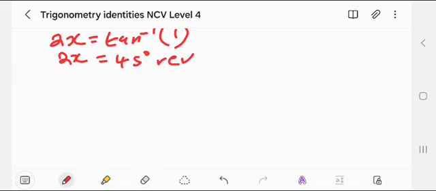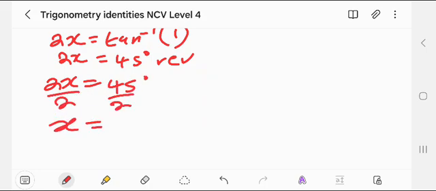So we'll have 2x is equal to, from the first quadrant, we'll simply take that 45 degrees and divide by 2. x will be equal to 45 divided by 2, which is 22.5 degrees.